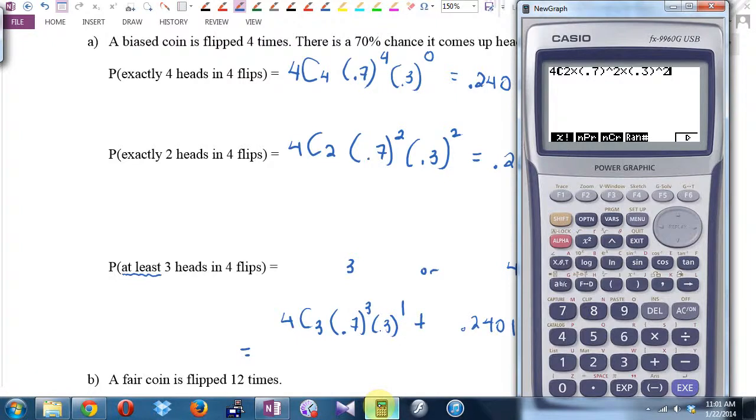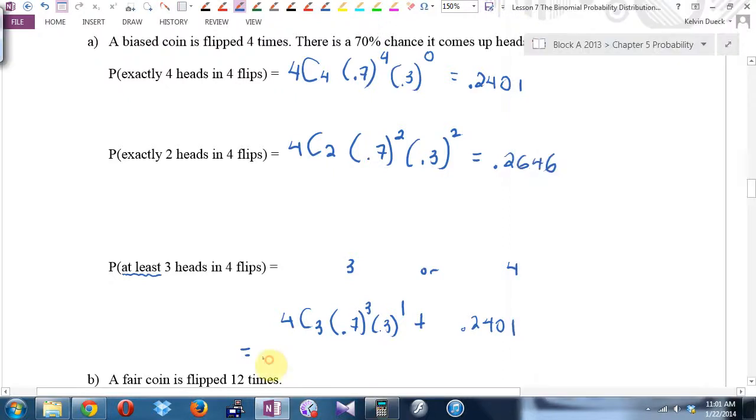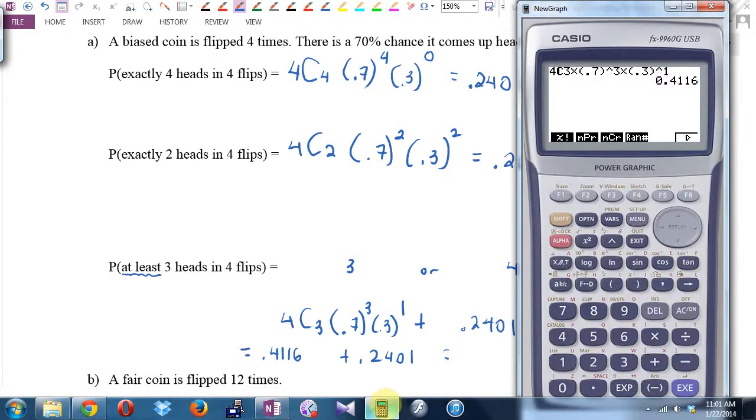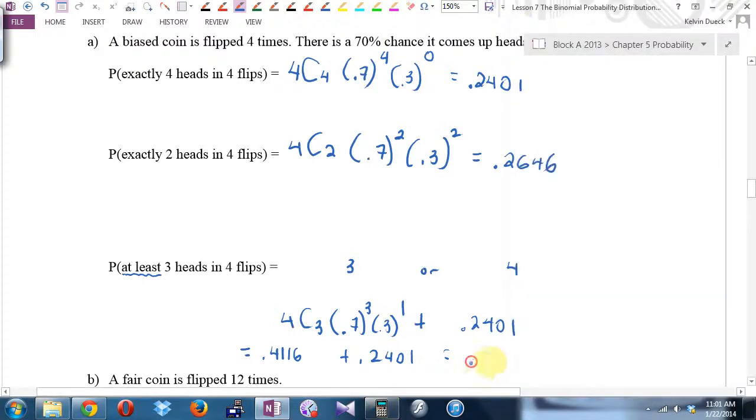I think I can just backspace and quickly crunch that. Four flips, choose three. Three out of four correct. 0.7 to the power of three correct. 0.3 to the power of one wrong. That looks good. So I get 0.4116 plus 0.2401. Point 6517? 0.6517.